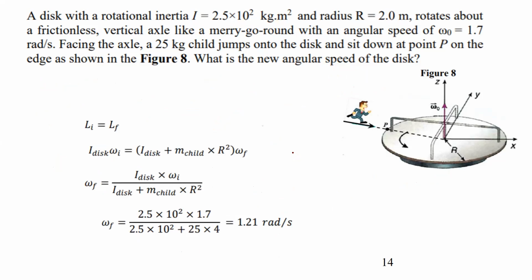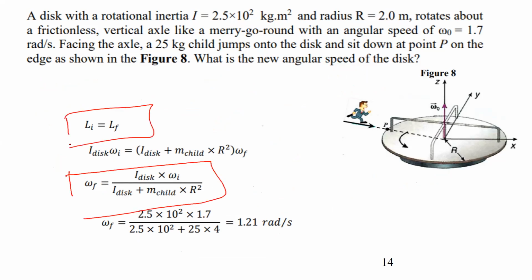This is exactly what I did here. Conservation of angular momentum. Here, of course, you have to say that the angular momentum of the child is 0. This is the angular momentum of the disk initial. And this is I final, and this is omega final, because now the child and the disk form one system. I know the moment of inertia of the whole child plus disk, since the child is sitting on the edge, and you get omega final.